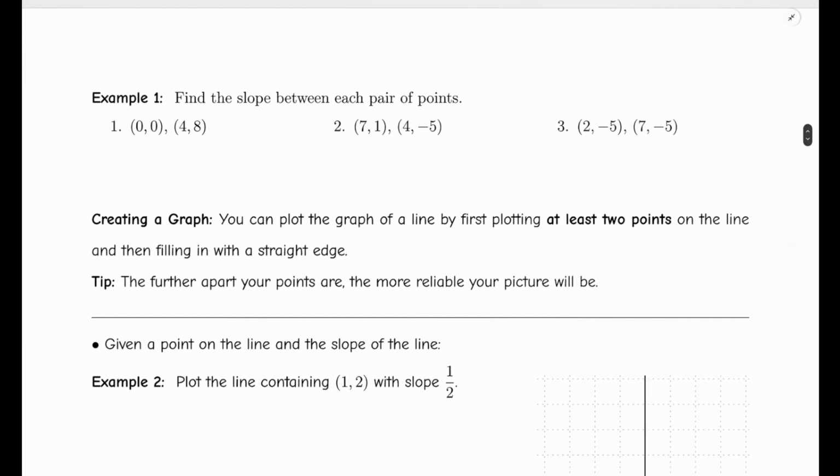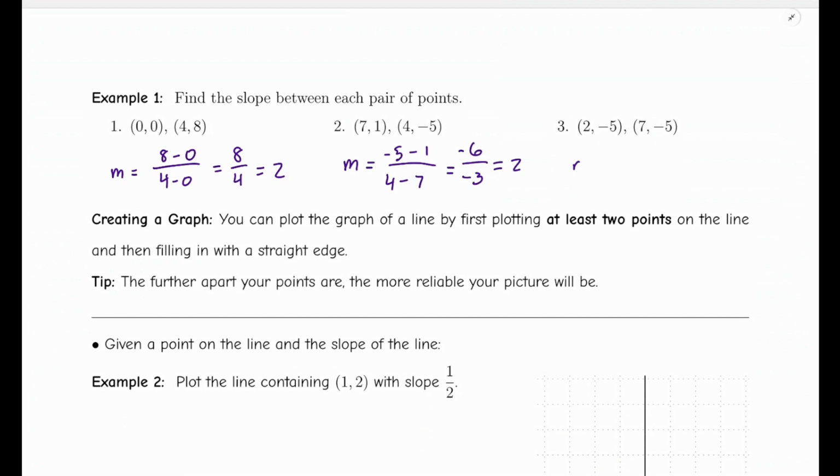Example 1. Find the slope between each pair of points. So for (0, 0) and (4, 8), we get m equals 8 minus 0 over 4 minus 0, 8 over 4, which is 2. For the next one, we get -5 minus 1 over 4 minus 7, which is -6 over -3, which is 2. And then for the third one, we get -5 minus -5 all over 7 minus 2, which is 0 over 5.